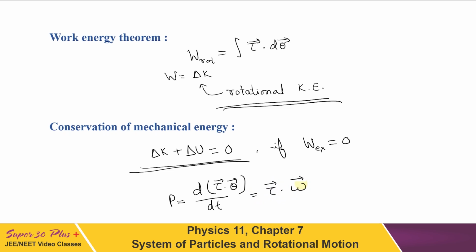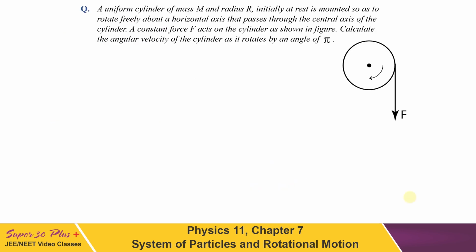Let us consider first one example based on these concepts. A uniform cylinder of mass m and radius r, radius is given r, mass is given m, initially at rest, is mounted so as to rotate freely about a horizontal axis that passes through the central axis of the cylinder. So, the cylinder is fixed at this point about its center. A constant force F acts on the cylinder as shown here. Calculate angular velocity of cylinder as it rotates by an angle of pi, that is the half revolution. So let us see how this can be solved.